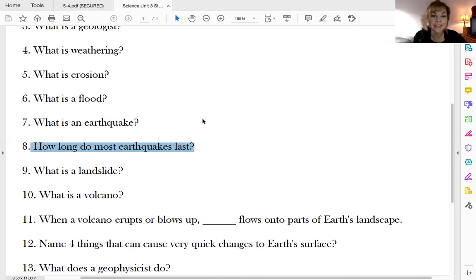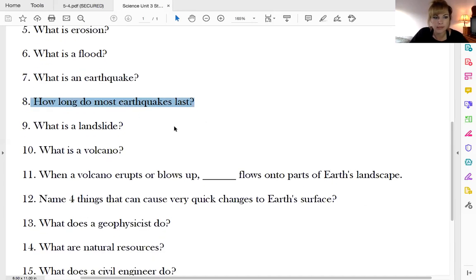Perfect, because we're talking about time this month, or this week, right? So earthquakes last about 20 to 30 seconds. Sorry, I apologize, 10 to 30 seconds long. I think I told you guys 20. So 10 to 30 seconds, okay? It's typical, 10 to 30 seconds.